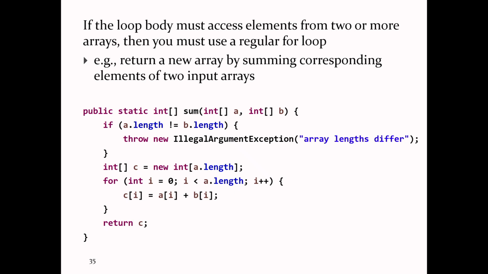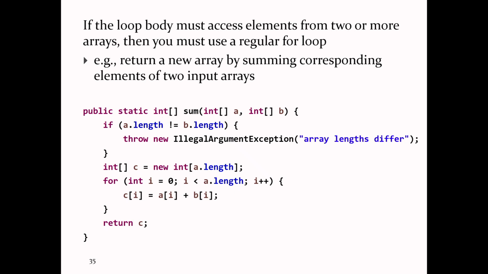Again, the for each loop is really nice to use, but if you're iterating over more than one array, you can't use it. You can only iterate over one array at a time. So if I want to add the elements in A to the elements in B, so imagine A and B are vectors, and I'd like to compute the vector sum, and I'd like to return the array.